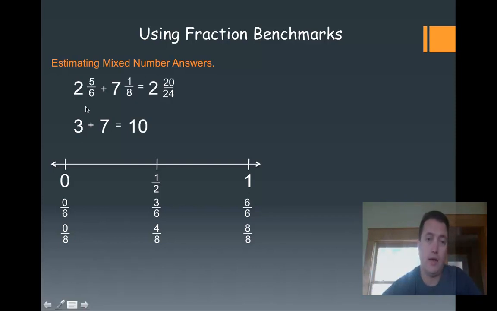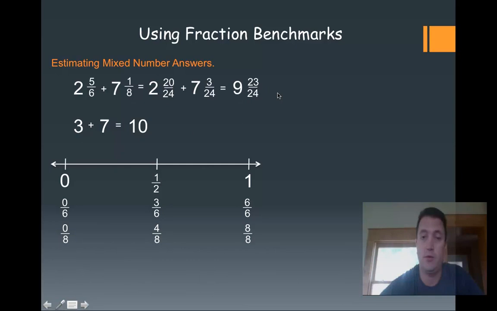Now, I went ahead and made 6 and 8 into 24, like I did in a previous problem. So I get 2 and 20/24 plus 7 and 3/24, which equals 9 and 23/24. Now, 23 is a prime number, so I don't have to do anything with it, and I'm only 1/24th away from 10, so my answer is reasonable here.